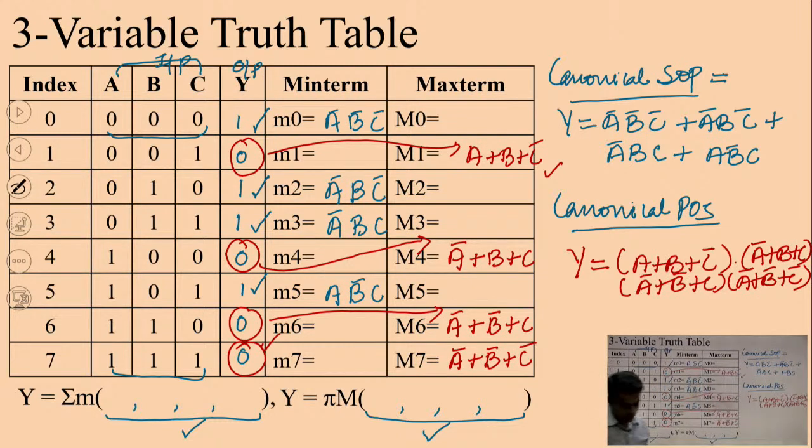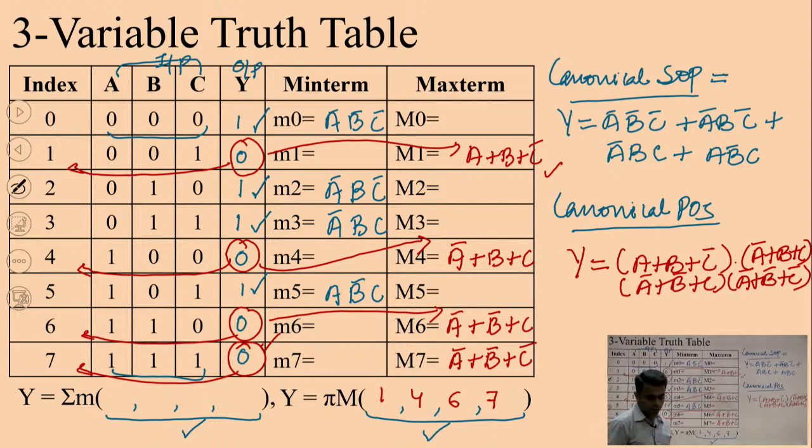So now I was expecting the replies in the chat box. Vijendra has replied for Maxterms. Maxterms we can simply check where the output is 0. That means this corresponds to 1, this corresponds to 4, this corresponds to 6, and this corresponds to 7. So Vijendra has replied 1, 4, 6, 7, which is absolutely correct. So these 1, 4, 6 and 7 are the Maxterms.